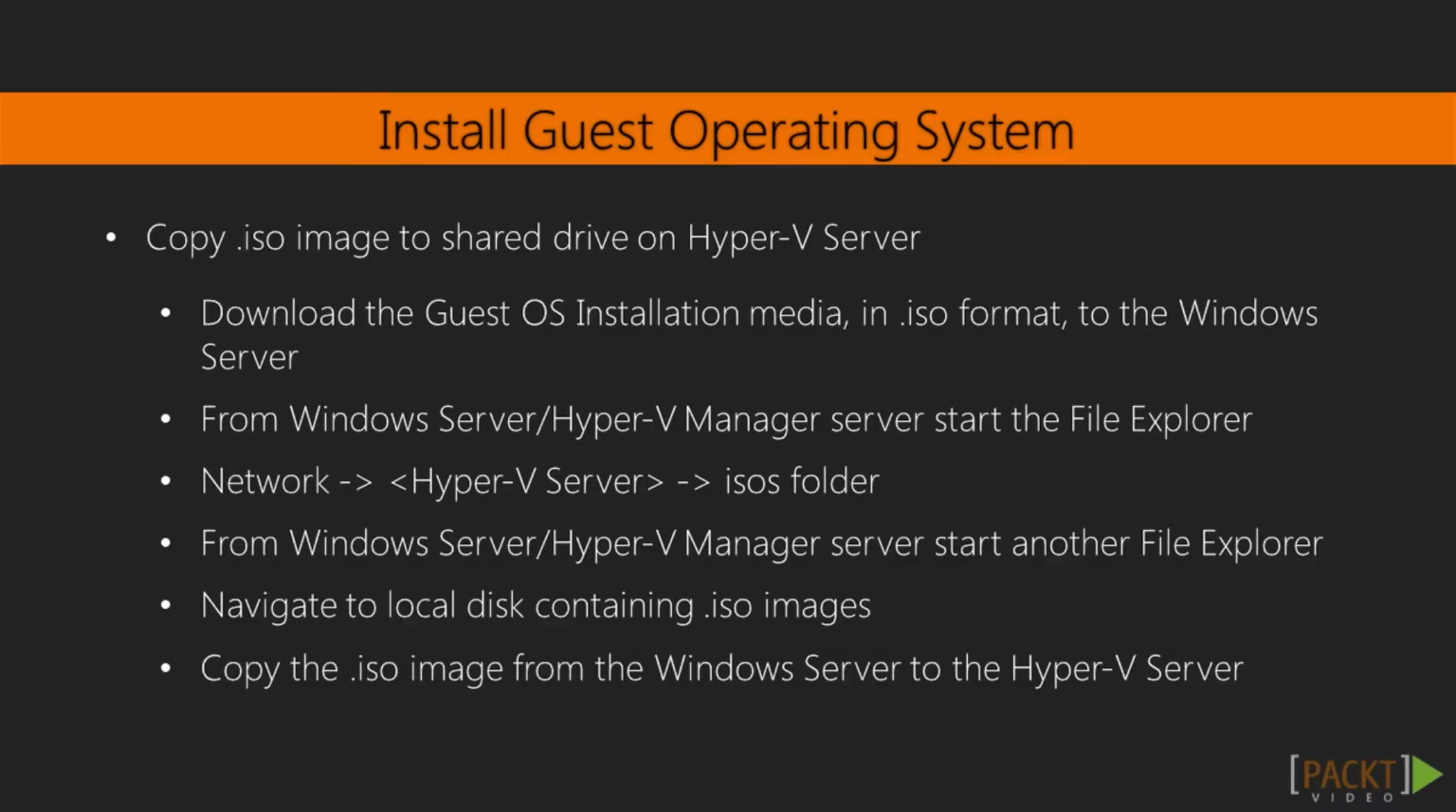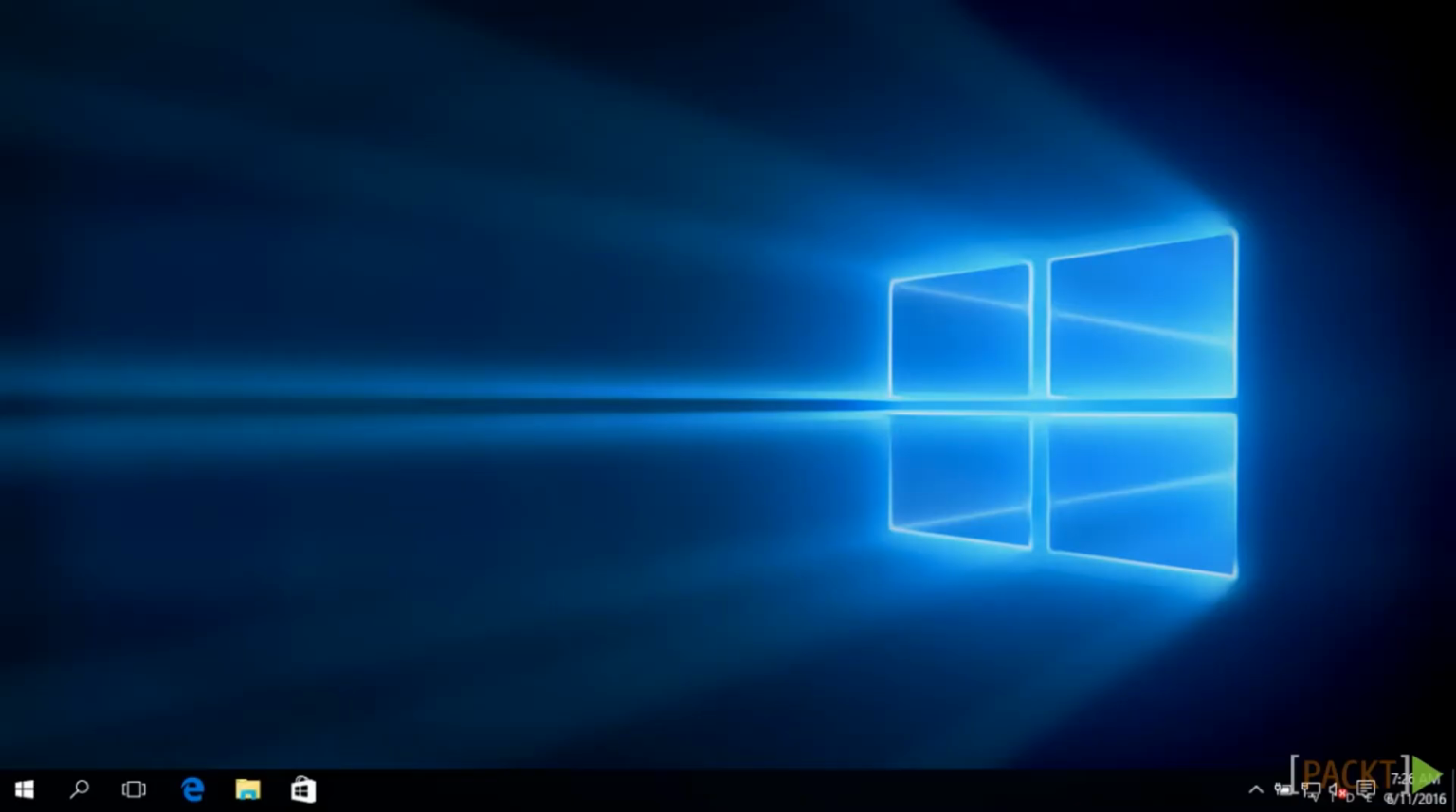Next, you need to download the guest operating system ISO image to the Windows server, and then copy that guest operating system image over to the Hyper-V server shared drive.